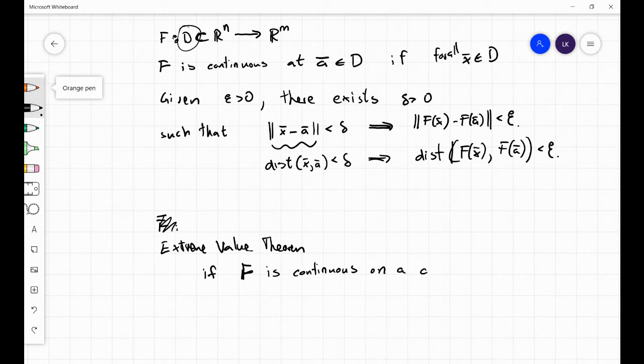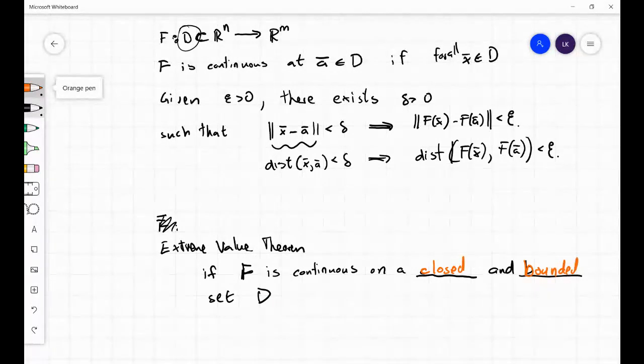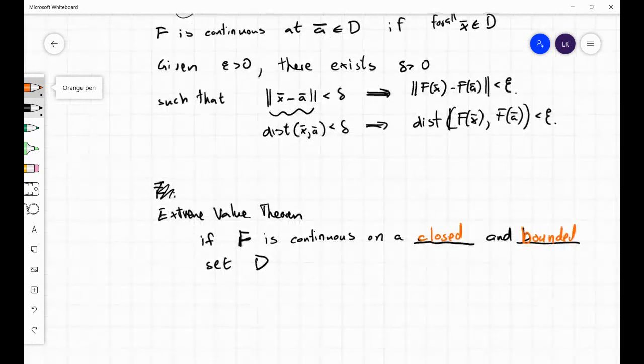and what has to be true about the set? It has to be closed and bounded. Yeah, that's right. So it has to be closed, bounded. It makes sense. It's not good enough to have continuity. We have to have continuity on a set which is closed and bounded. So the set has to contain its boundary points.